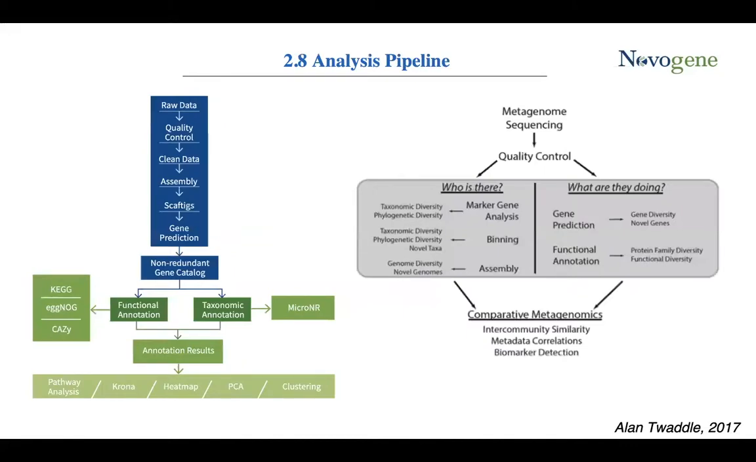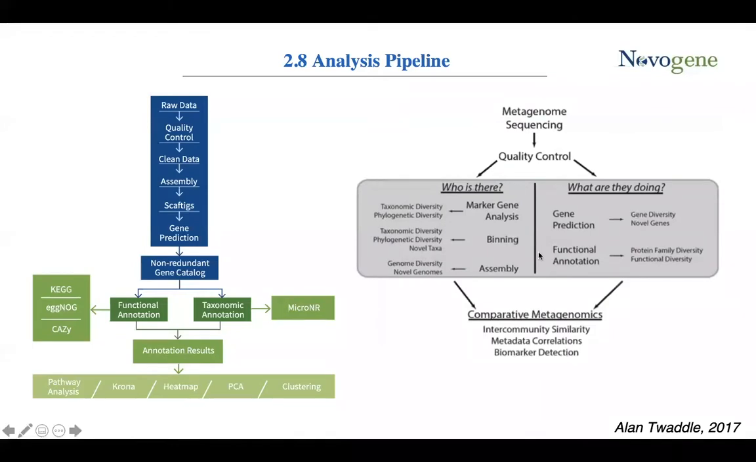And after data QC, we will continue to the analysis part. So for analysis in shotgun metagenomic sequencing, we primarily would focus on the answers to these 2 questions. Who is there in our samples? That is the composition analysis, basically the taxonomic diversity and the phylogenetic diversity. And the other question is what are they doing? That is how they are functioning in the sample's microbiota.